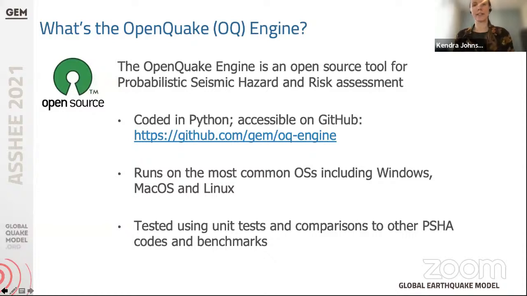Initially, I stated GEM is the developer of this software, but actually it's more of a community effort. GEM leads the development, but as you can see on our GitHub page, we have a number of different contributors who are either coding up different functions that are useful as new literature becomes available, providing tests, these sorts of things. The engine runs on all of the most common operating systems, including those listed here. It's tested against both unit tests, so every individual function is tested, as well as compared to other PSHA codes and benchmarks. And so we consider it to be a fairly robust tool for these calculations.